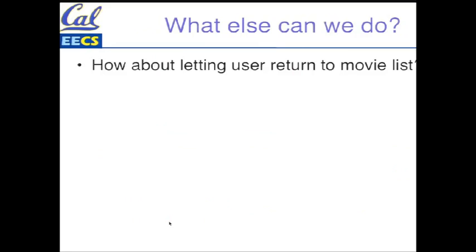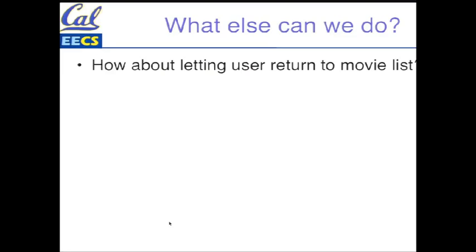What else can we do from that page? I didn't really put anything that the user could click on to get away from that page. Well, one thing is we could let the user return to the list of all movies. So how might we do that? Suppose we wanted to add a little strip of markup to the page that I showed so that you can click on something to go back to the movie list.